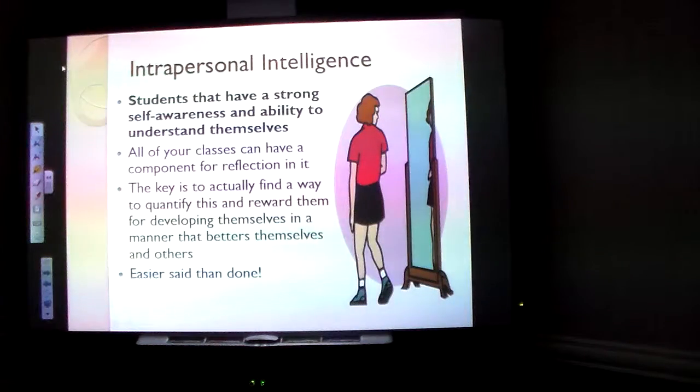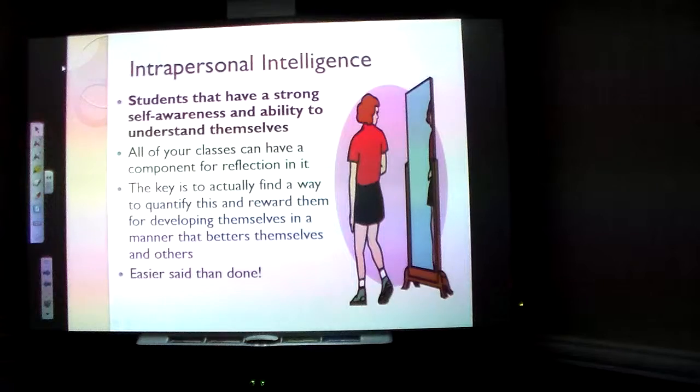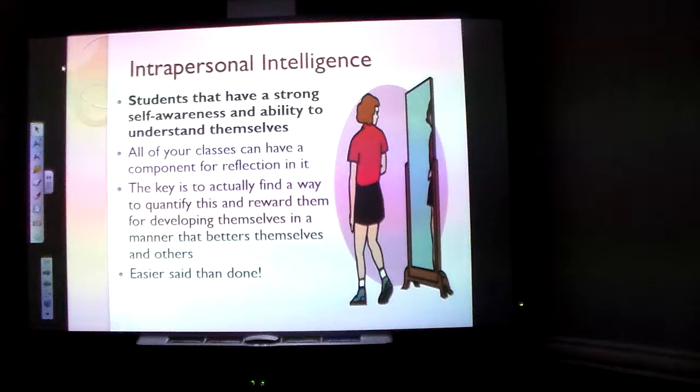So intrapersonal intelligence, this is why we let our teachers reflect. Students should reflect, teachers should reflect. Every class that you teach should have some sort of reflection component in it. Every class that a student has, they should be able to reflect on what they learned.